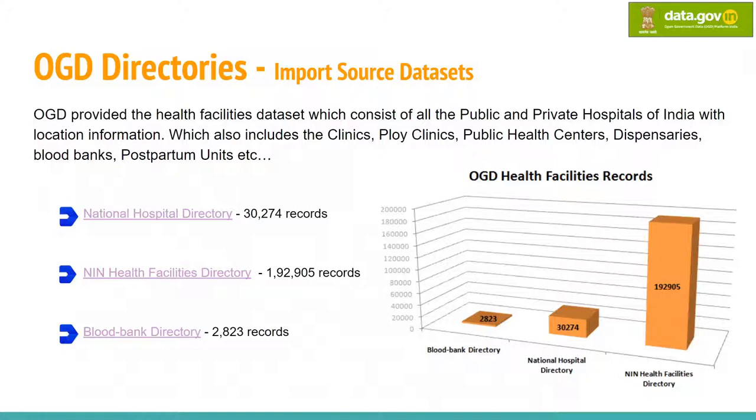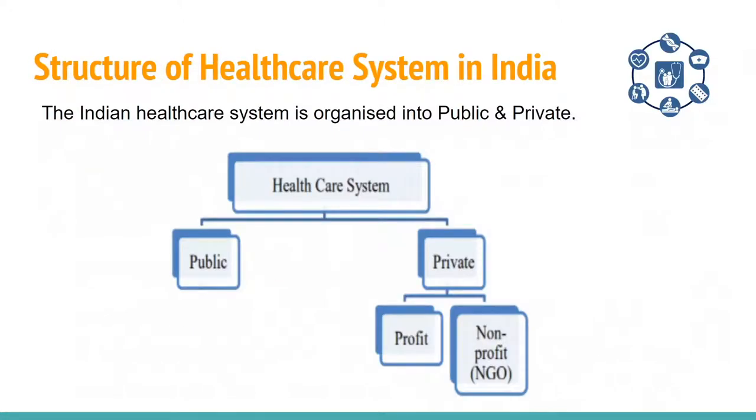Now let's see the structure of the health facilities in India. The healthcare system in India is vast and universal. You can see on the screen that the Indian healthcare system is organized into public and private systems. The public healthcare system is further divided into three subdivisions, which will be seen in the next slide. The private healthcare system is based on profit and non-profit organizations. This private healthcare system ranks in the top 20 of the world's countries in private spending, at 4.2% of GDP.